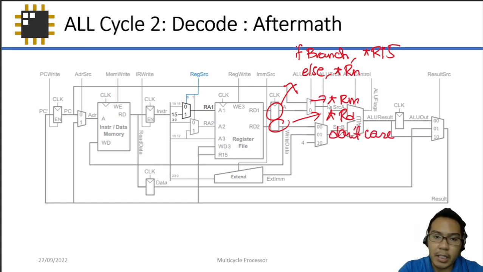So okay, when is it RM for register addressing data processing instructions? When is it RD for store? When is it don't care for load and branch? Or for immediates, like for immediate addressing data processing instructions. But basically, that's the aftermath of decode. That's what you get from the different possibilities that can happen in the decode step.